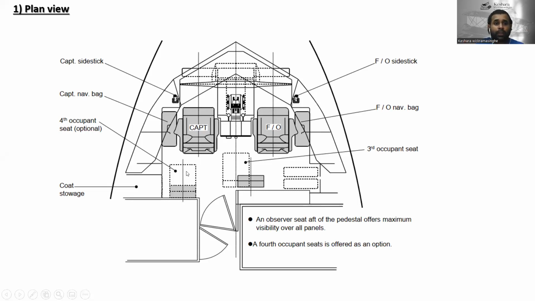This is the fourth occupant seat, which is optional, and this is the third occupant seat, and this is the first officer navigation bag over there. And this is the first officer side stick, and this is the coat storage. An observer seat after the pedestal offers maximum visibility over all panels. A fourth occupant seat is offered as an option. Okay, this is an option. So let's go to the next one.